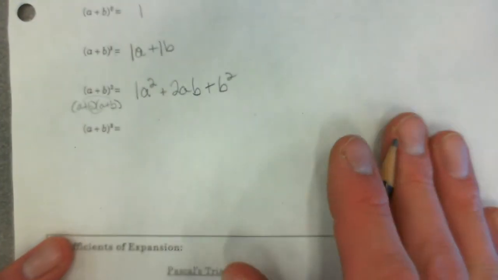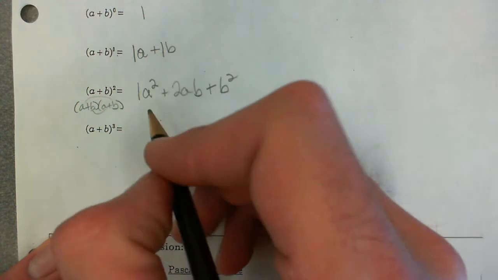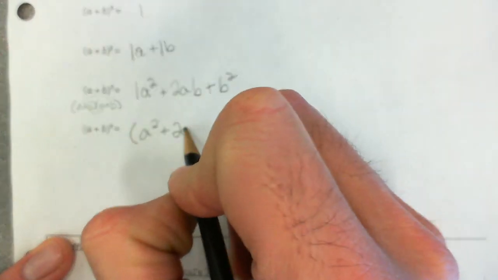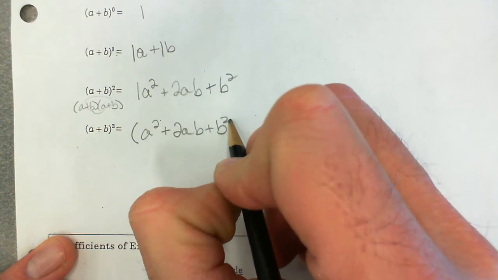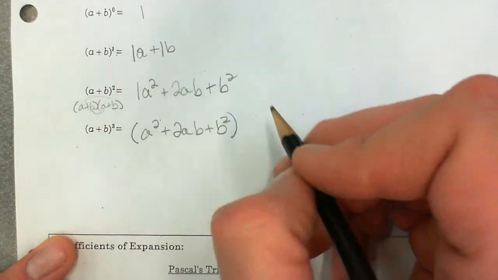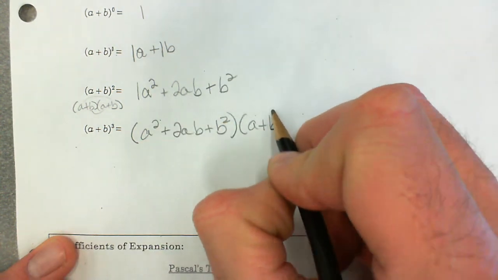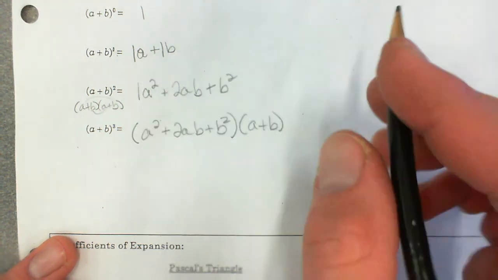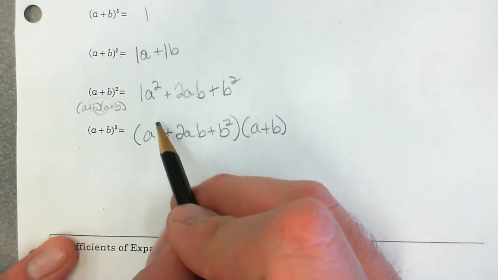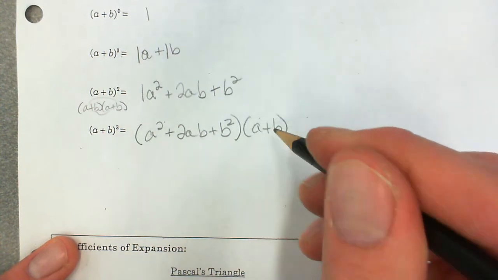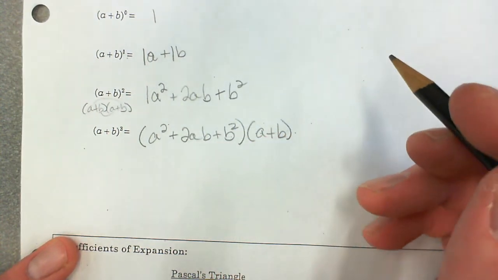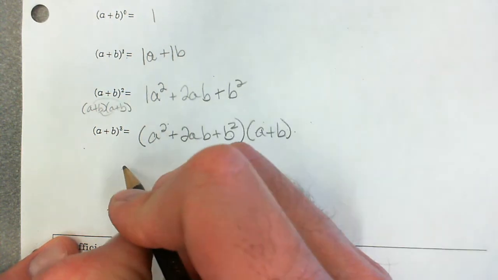Now if we want to do the third power, we know that for the third power you need to take this expression, which is a squared plus 2ab plus b squared, and multiply that times another a plus b. So in this case, what we're going to have to do is what we just did the other day: take the a squared to both terms, the 2ab to both terms, and the b squared to both terms, and multiply those all out.